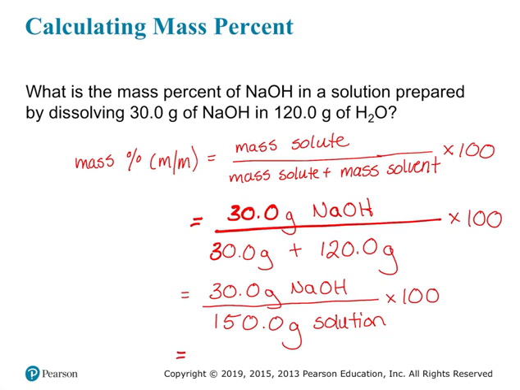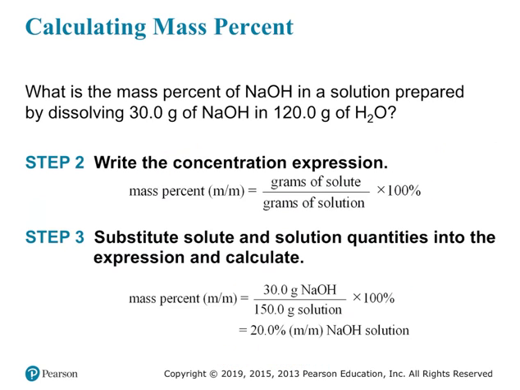Okay, so I'm going to plug this into my calculator and see what we end up with. So we have 30 divided by 150 times 100. Okay, so I get 20% NaOH. All right, so this solution contains 20% sodium hydroxide. So just some simple addition and division here. And here are the solution slides.